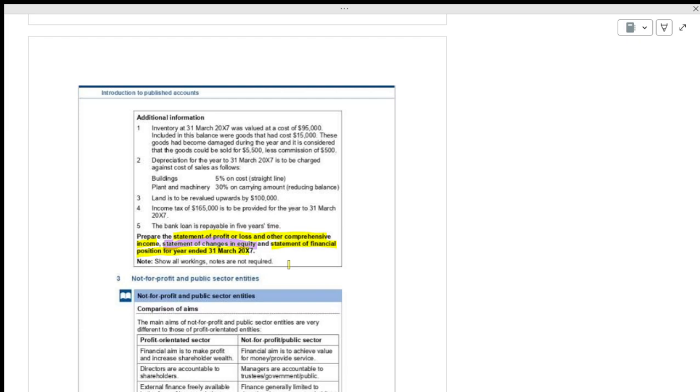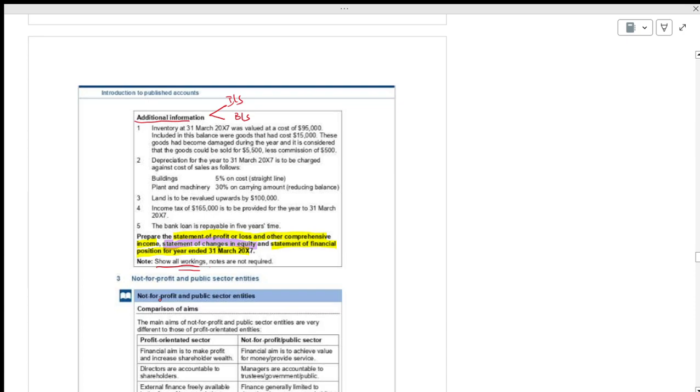Anywhere, any doubt, you have to ask me and make it a point. They have mentioned very clearly that you should show all workings, notes not required, but you have to show all workings, meaning all calculations. This is the first thing. The second one, the additional information. We said that additional information should be in both the income statement as well as the balance sheet. Two places we will get.